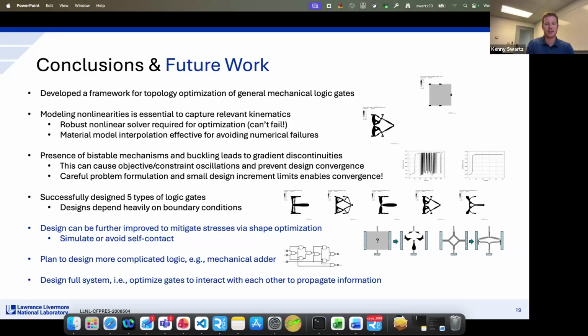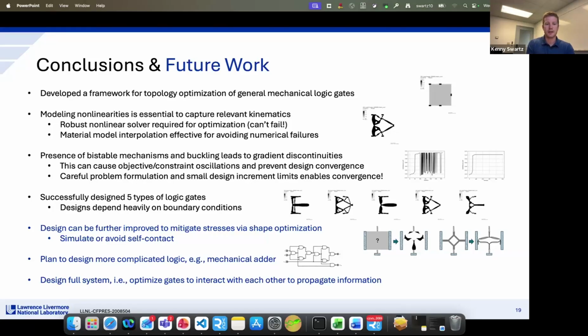And we're finding that that actually works a lot better. So hopefully we'll have a publication out on that in the near future. But with this work, we have designed 5 different types of logic gates. So that's the AND and the OR, and then different variants where we're changing the direction. So like a NAND, for example.